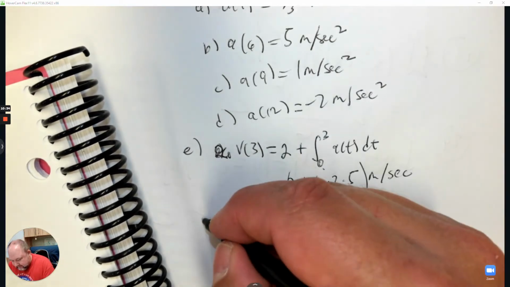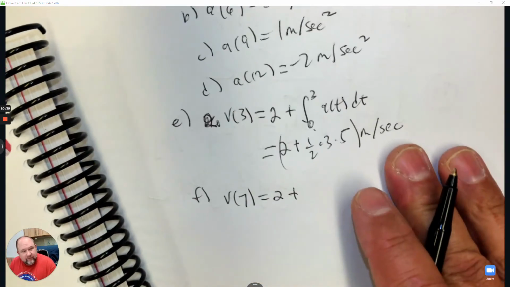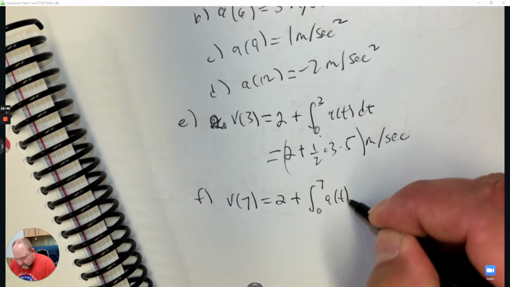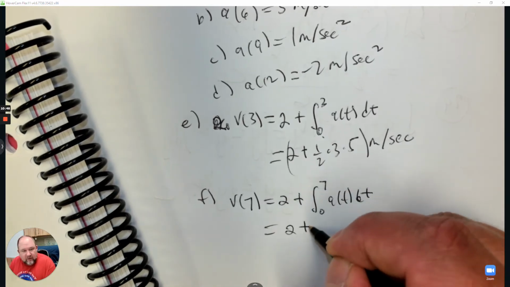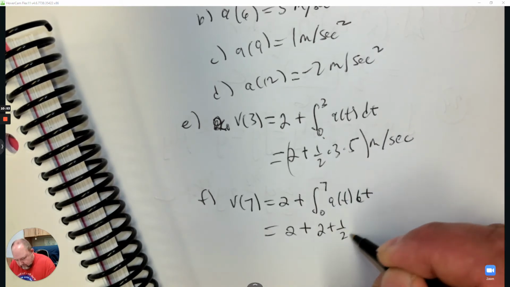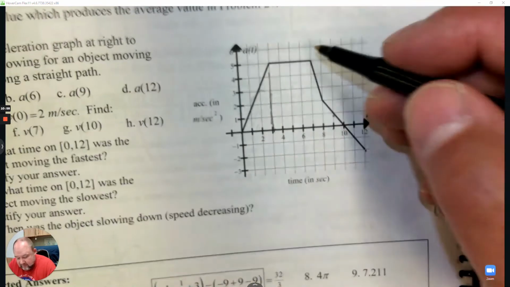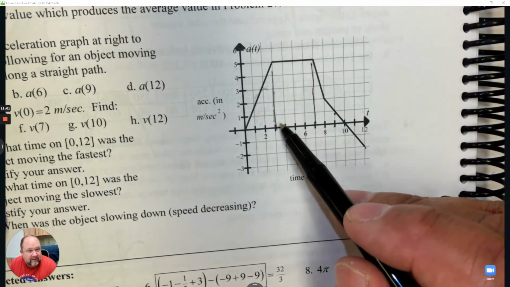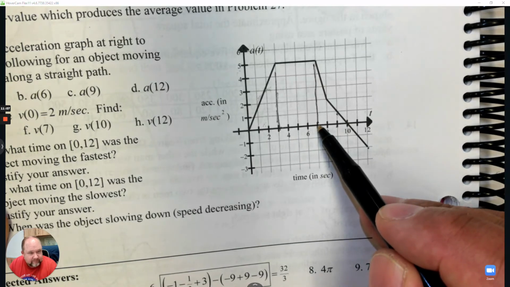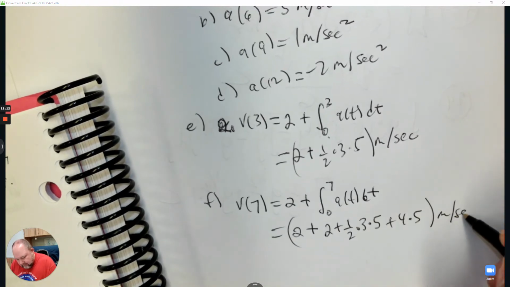The next one's v at 7. I'm just going to do the same idea. So it's 2, and then we're integrating from 0 to 7. Now we already did 0 to 3. That's this answer here. So to go all the way to 7, there's a rectangle I need to add to it. The width and height, so that's 4 by 5. And that's meters per second.